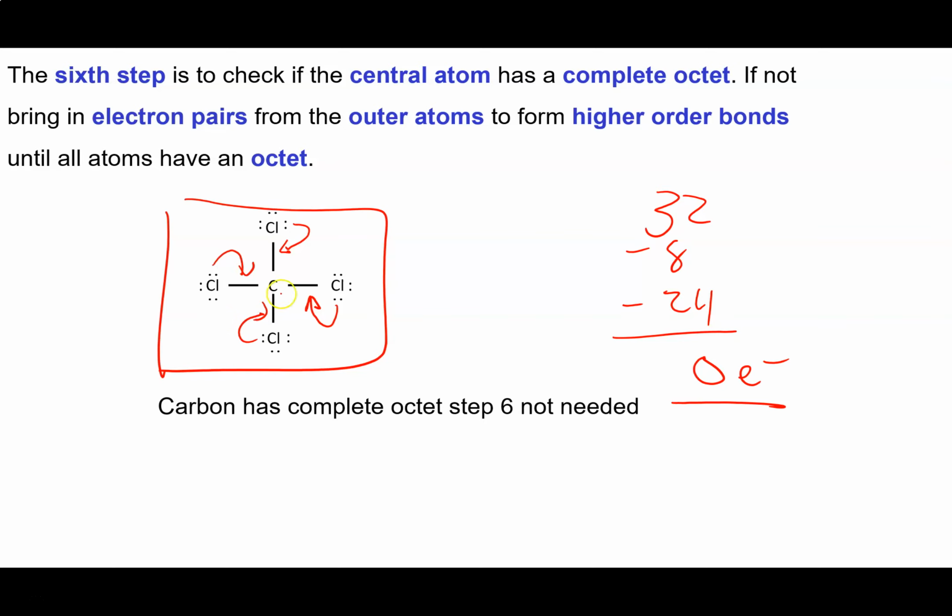By doing that, I'll make double or even triple bonds if need be. So I don't ever think about making a double or a triple bond until this electron count has got down to 0. It's always the very last thing I do. Now in this case, when I check my carbon atom, 2, 4, 6, 8, it already has a complete octet. So I don't need to do this step of converting some of my non-bonding electrons into bonding electrons.